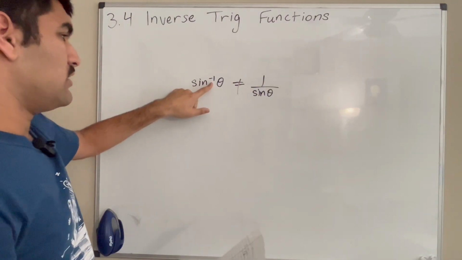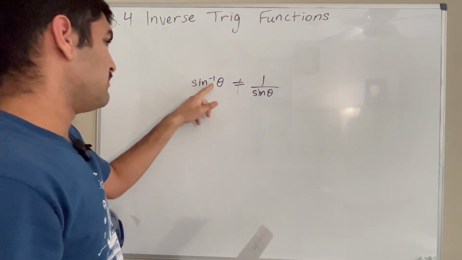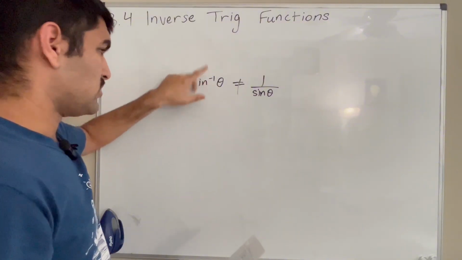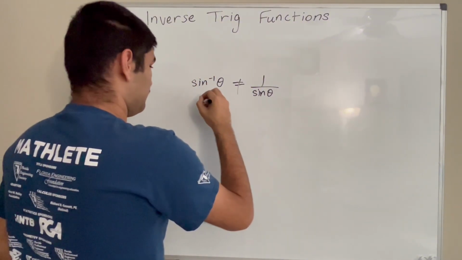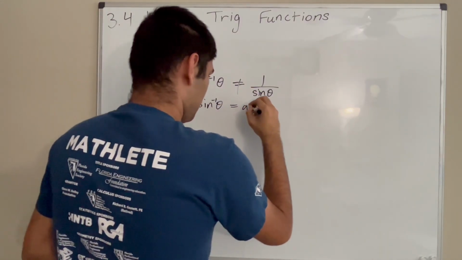The -1 in the superscript is not a power. That's not an exponent, right? That's simply there to denote that this is an inverse trig function. That is not a power, okay? So don't do this.